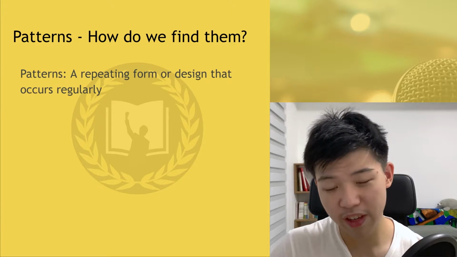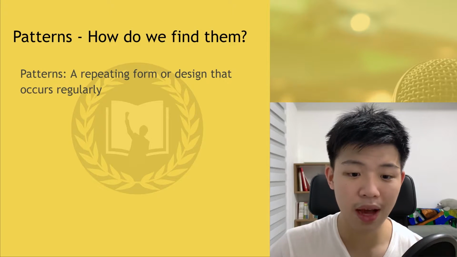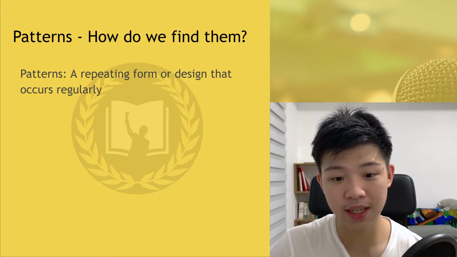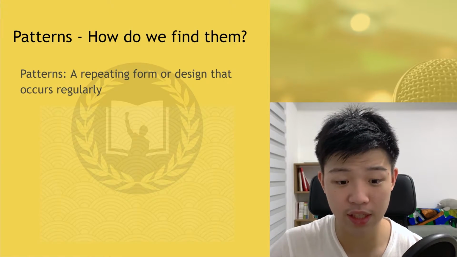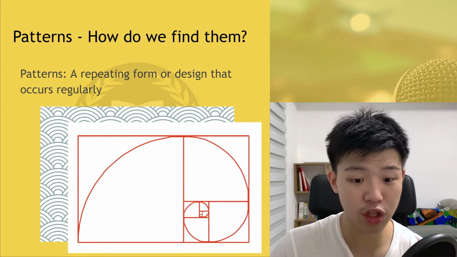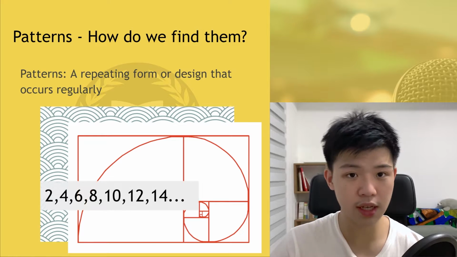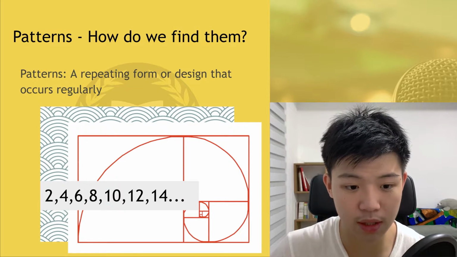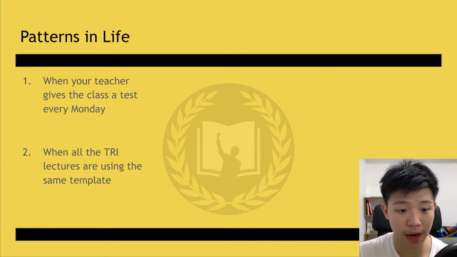So now, we will be moving into patterns. Patterns are a repeating form or design that occurs regularly. We can see it in waves, pictures, we could see it in the golden ratio in math. We could also see it in simple arithmetic sequences. Let's give a few examples of patterns in life.